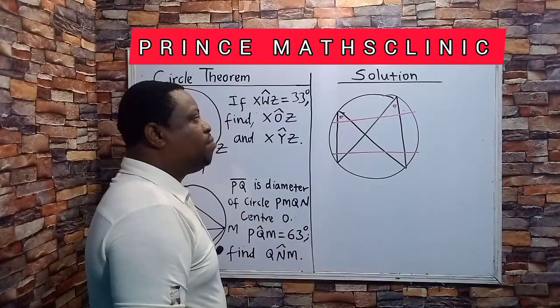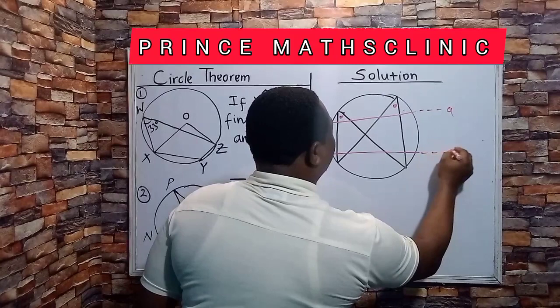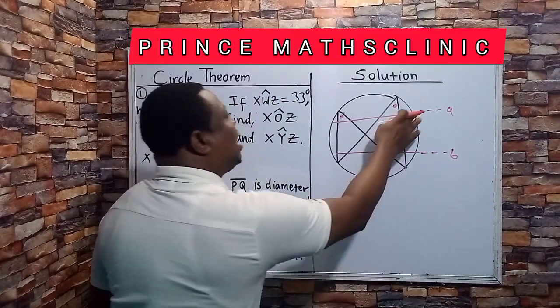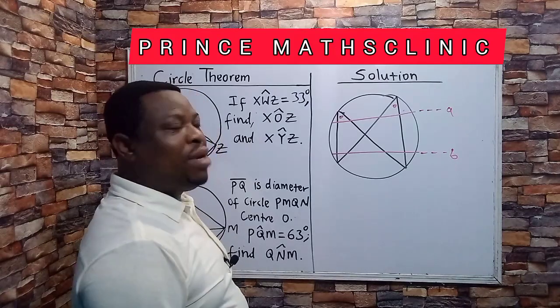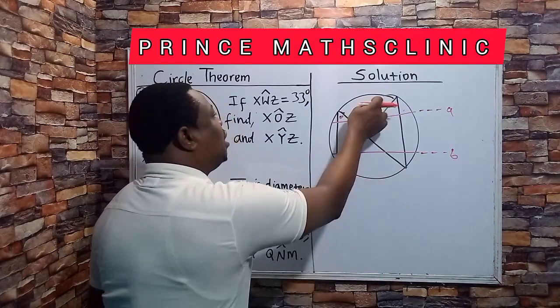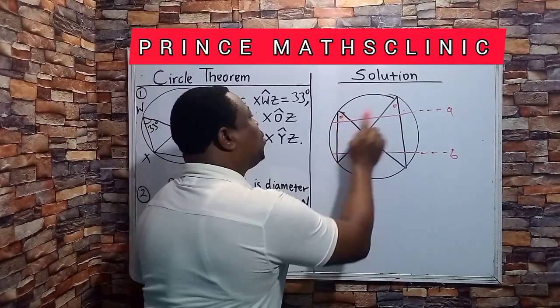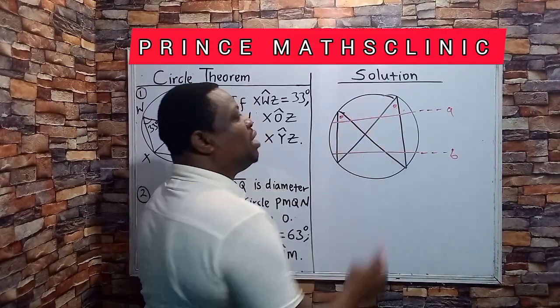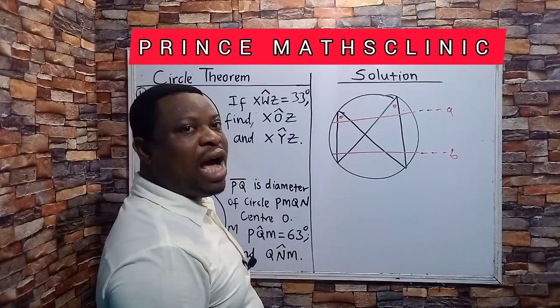Why is this the same? This chord, let us say this is chord A, this is chord B. Chord A has divided the entire circle into two particular segments. This is the major segment, the small part is the minor segment. So these two angles are in the minor segment, right? Because they are in the same segment, we say they are what?